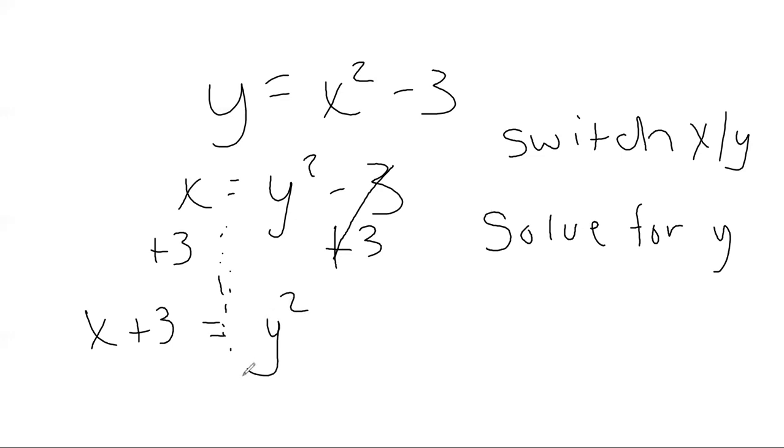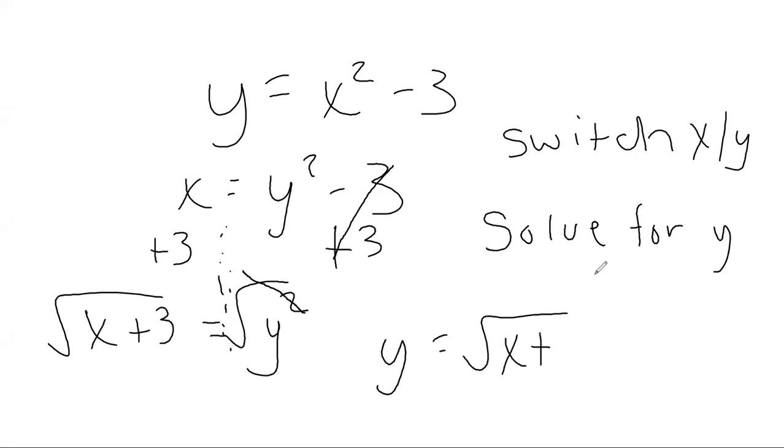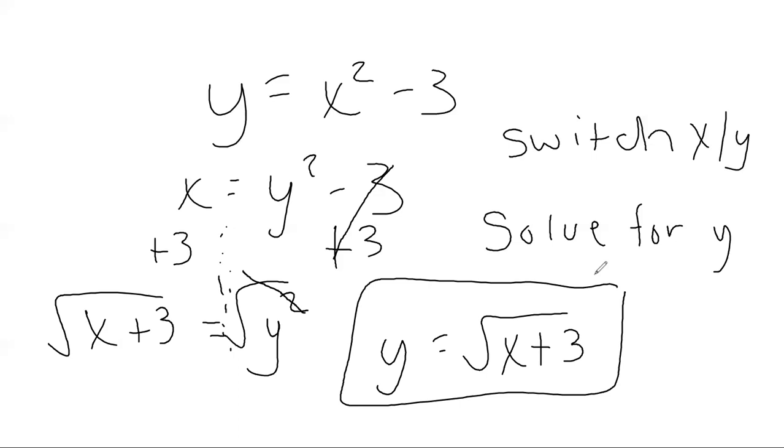All right, now the y is over here by itself, but it has a squared on it. So to get rid of the squared, we're going to have to take the square root to both sides. The reason you do that is because the square root and the squared are inverses of each other. They cancel each other out. So now my answer becomes y equals the square root of x plus 3. This is now your answer. This is your inverse.